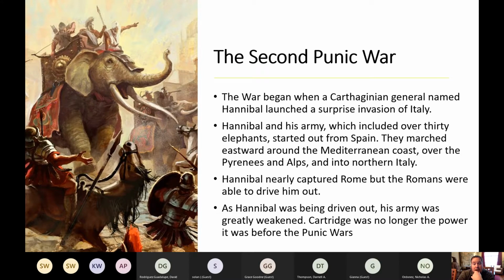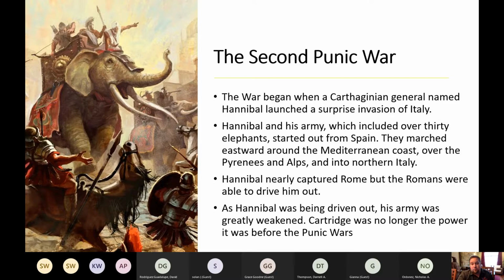This time, a general from Carthage named Hannibal decides he's going to have a surprise invasion of the Italian peninsula. And he and his army, which included over 30 elephants, and that's unusual because elephants are not native to Europe, start in Spain and march around the Mediterranean coast, over the Pyrenees and Alps, right, two pretty intense mountain ranges, and they go into northern Italy. Hannibal nearly captures Rome. A lot of it's from that element of surprise and people not really knowing how to attack elephants.